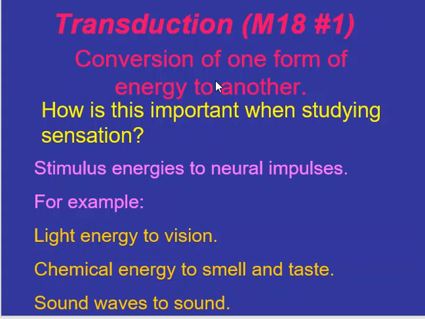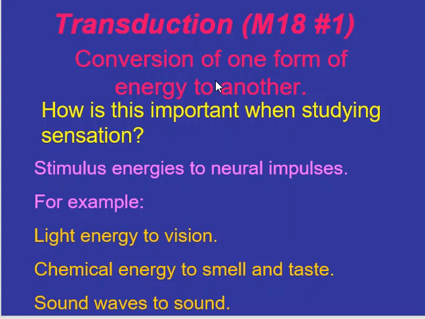The last thing I want to talk about with sensation before we get into specific sensations and different senses such as vision and audition and all the other senses is how do we get that sensory information and how do we even convert it to something that our brain can use? The process is called transduction. Transduction, from Module 18, is the conversion of one form of energy to another. This helps us change stimulus energies, take in the sensation and change it into neural impulses, something that's usable by our brain.